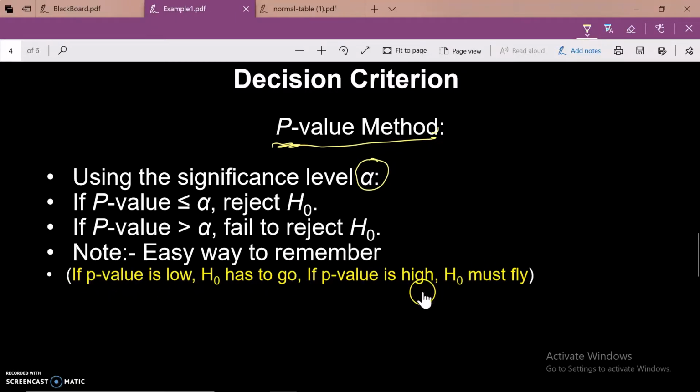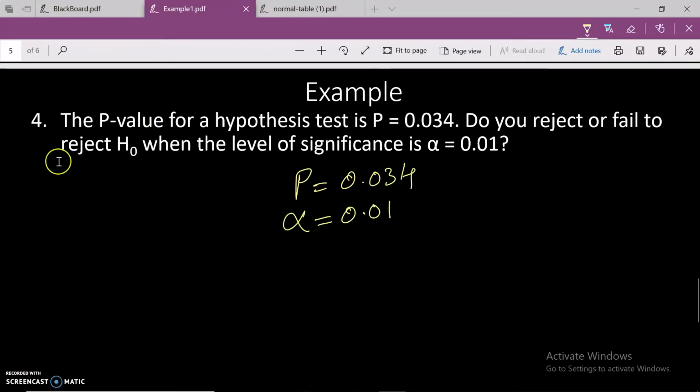So what we're going to do now is some examples to understand that. Let's see some examples. The p-value for a hypothesis test is p equal to 0.034. Do you reject or fail to reject the null hypothesis when the level of significance alpha is 0.01? I told you that whenever you have the p-value and the significance level and you want to decide the result of the test, you compare these two values.